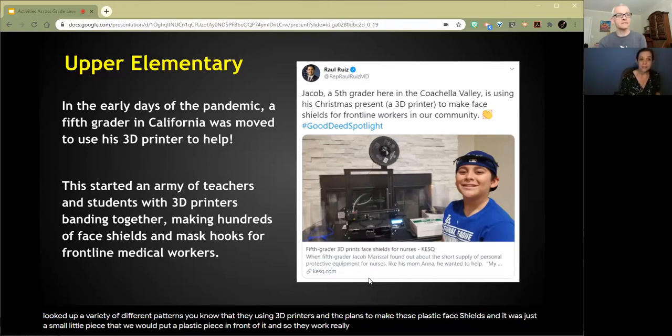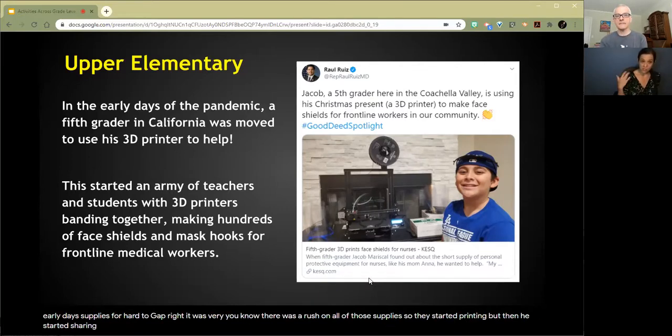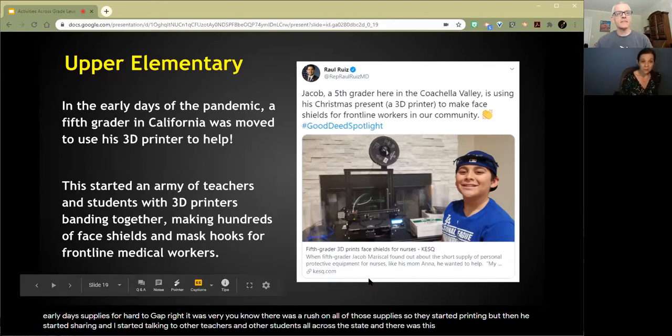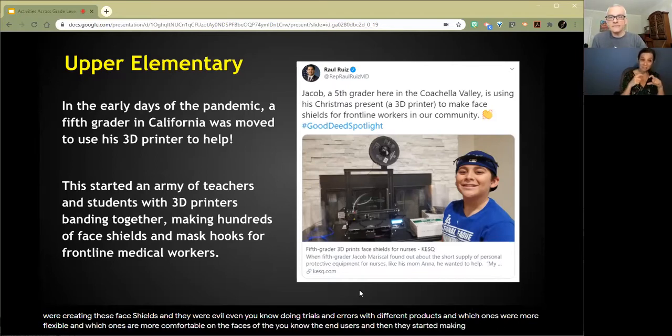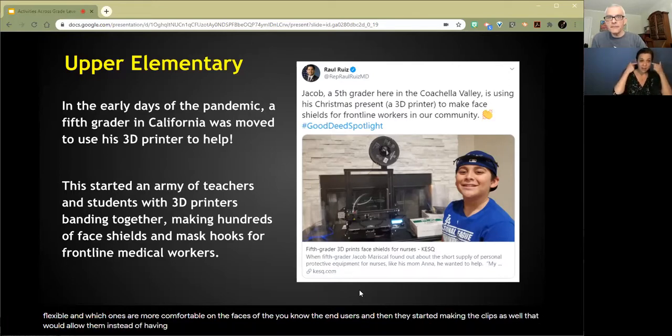And so they were creating these plastic face shields because in the early days, supplies were hard to get, right? There was a rush on all of those supplies. So they started printing, but then they started sharing, and they started talking to other teachers and other students all across the state. And there was this army of 3D printers that all got the same pattern, and they were creating these face shields, and they were even doing trials and errors with different products, and which ones were more flexible and which ones were more comfortable on the faces of the end users. And then they started making the clips as well that would allow them, instead of having the mask around their ear, to connect it in the back.